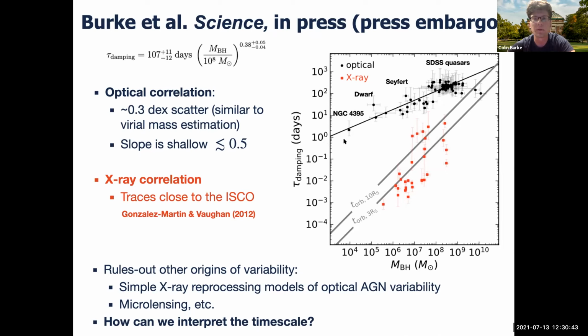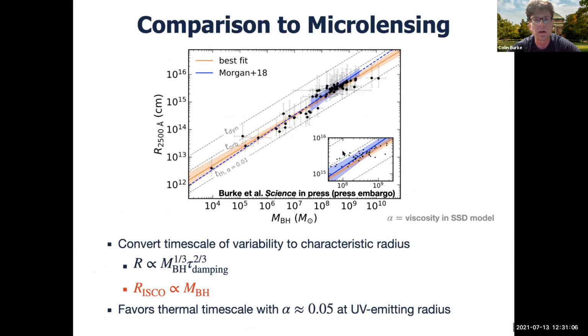The fact that the slope is so different, we think, rules out simple origins of the optical variability, such as X-ray reprocessing or other extrinsic processes like microlensing. And we think this is an intrinsic process in the accretion disk. But to interpret this break timescale relation a little bit further, we can transform the characteristic damping timescale into a characteristic radius.